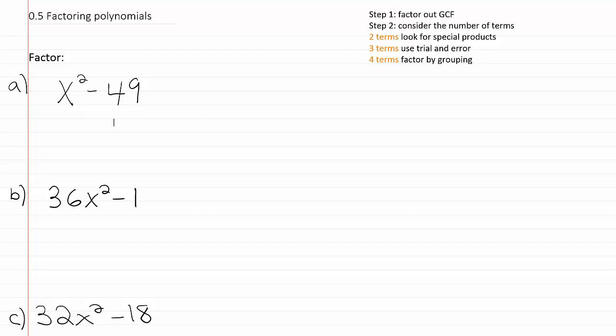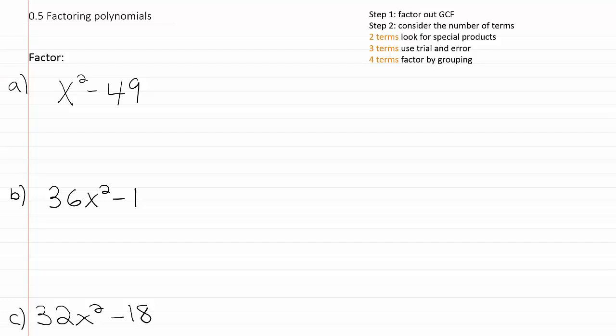Now, since we don't have anything in common between them, the next thing we need to consider is, of course, the number of terms that the polynomial has. In this case, this polynomial has 2 terms, so that means we should be looking for special products, right? And example A has a very classic special product. This is the difference, right, because it has a subtraction sign, of 2 items that are squared. So x squared is literally x, the variable, squared, and 49 is the number 7 squared. So we have a difference of squares here. So we're going to apply the difference of squares factoring technique.